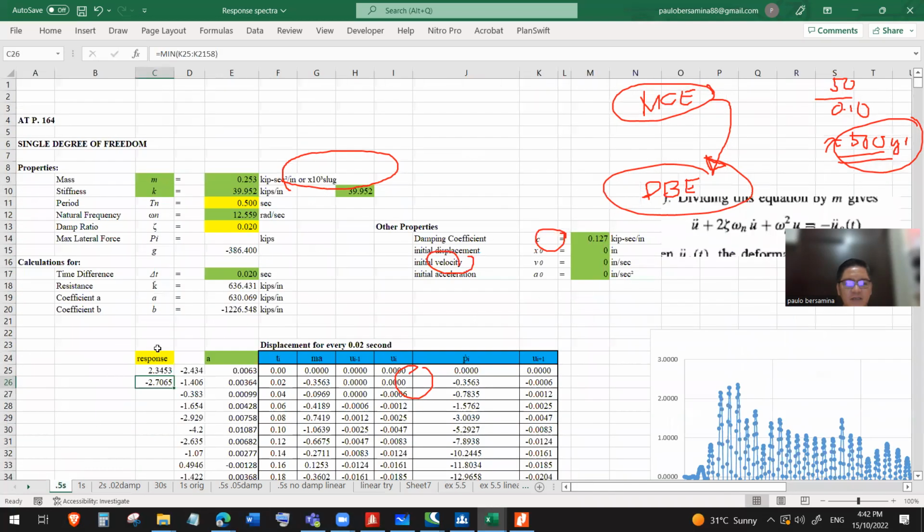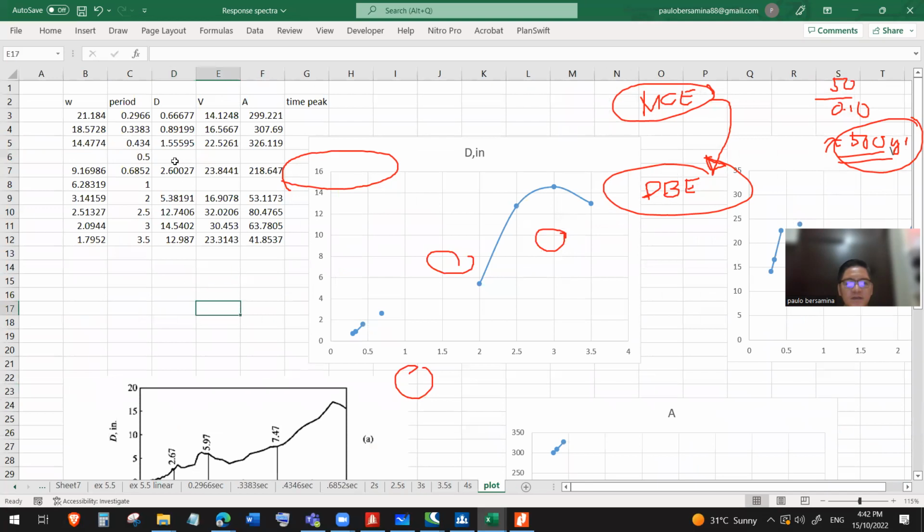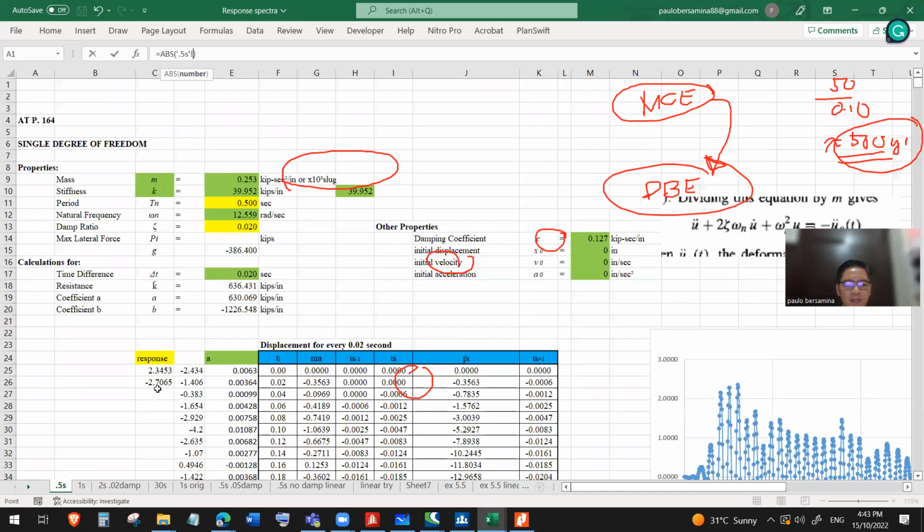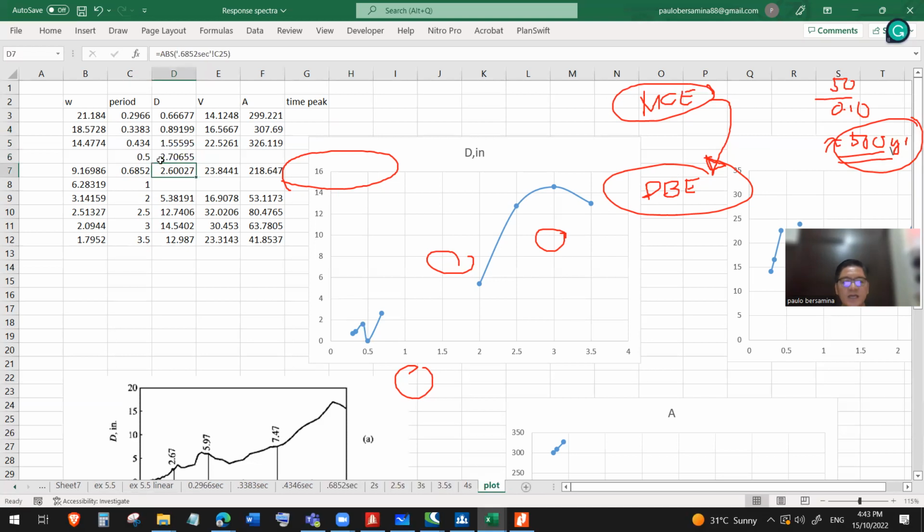get the response here. So, 2.7. So, punta ulit ako dito. Plot. So, equals, copying ko ito. Paste this. Sorry. So, absolute. Yan, delete ko. Then, punta ako dito sa 0.5 seconds. Then, I'll check this. Yung 2.7 na maximum deformation. Then, enter. Yan, so nandun na siya.